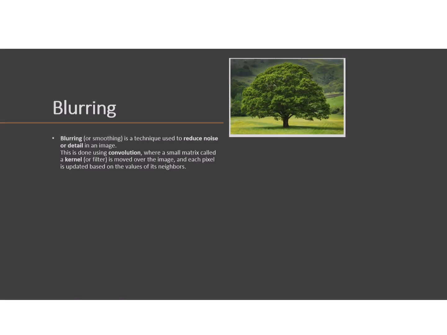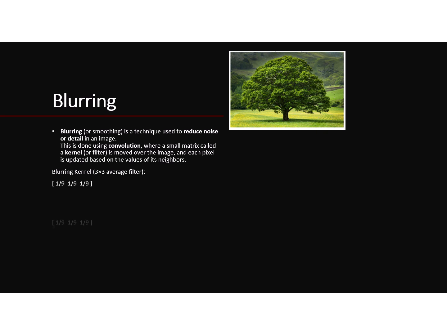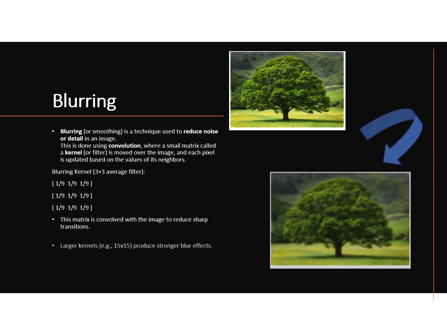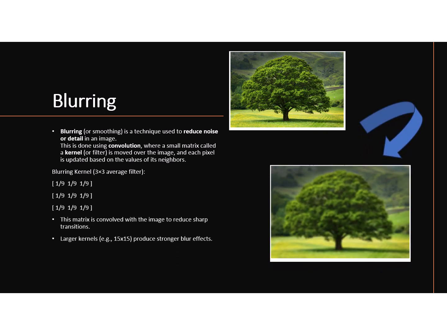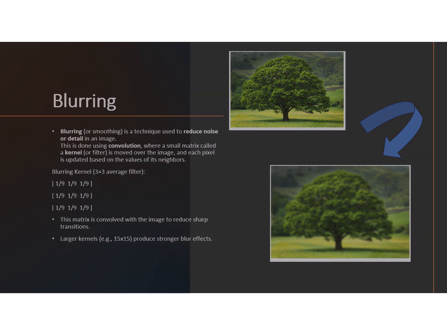Blurring is a technique used to reduce noise or detail in an image. This is done using convolution, where a small matrix called a kernel is moved over the image matrix and each pixel is updated based on the values of its neighbors. Here we can see a blurring kernel matrix. This matrix is convolved with the image to reduce sharp transitions. Larger kernels produce stronger blurring effects.